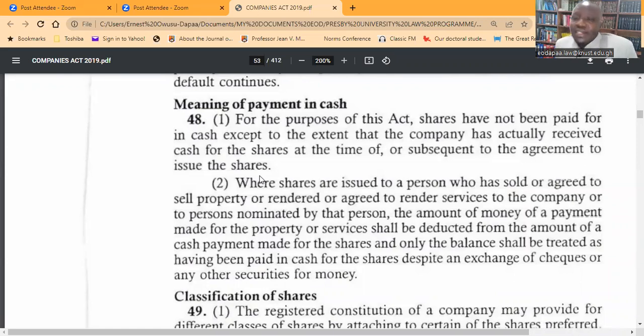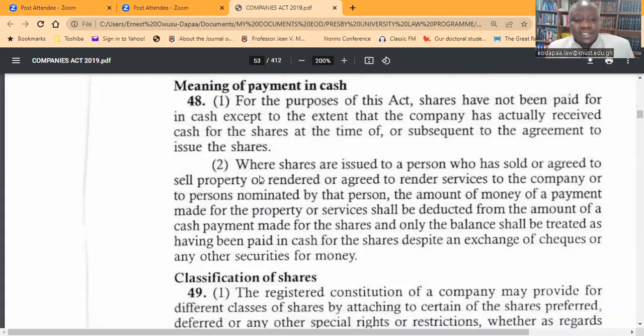Yeah, so we are looking at the situation where you've done some service, right, or you've given some property to the company, and at the same time you also pay. Sometimes you can have what you call the split payment. You pay for some of the shares by giving cash, and for the other part you use some other things. So that is what section 48(2) is speaking to. For purposes of payment in cash, it is the actual cash which will be reckoned as such, because the law also provides for non-cash payment. So the other portion of the payment, which you are going to use the agreed service or the property that you are giving, the value of it will not be treated as cash payment. So that is the point about 48(2).